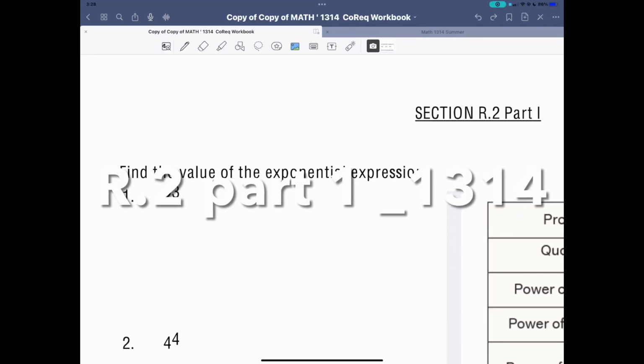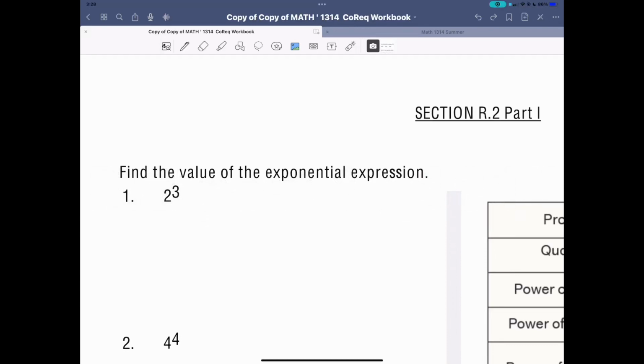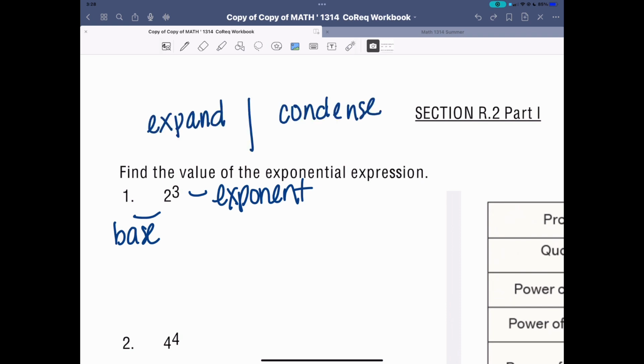To find the value of an exponential expression, we need to first define the parts of the power. So you have the base and the power. The base is the 2, the exponent is the 3, which is also known as the power. So you have an expanded form and a condensed form.